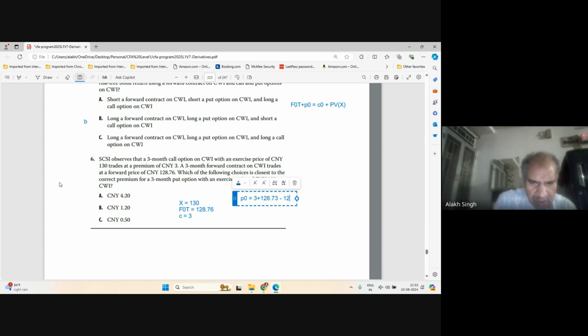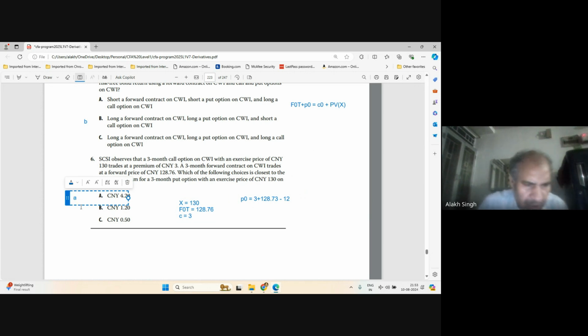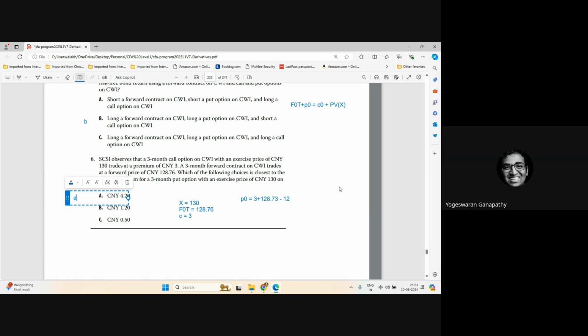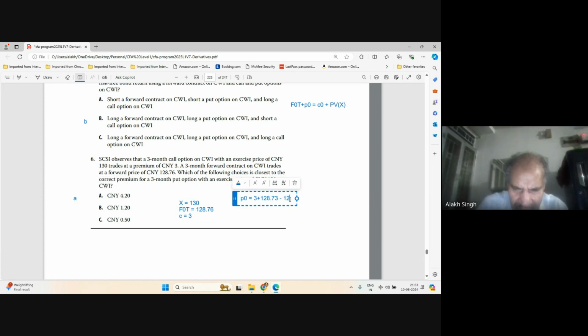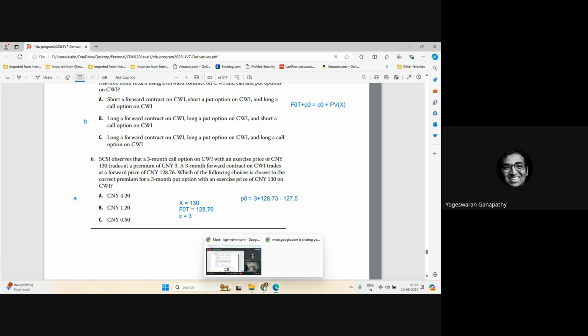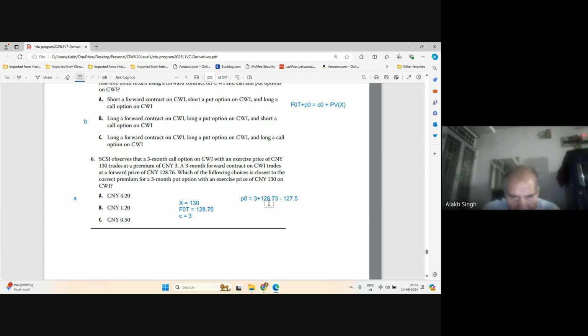It looks like the answer must be 127.50. So what is the final value? 0.5, so this is 4.20. A is correct, no? One second, sir. Because this becomes 4.2, so A is correct.